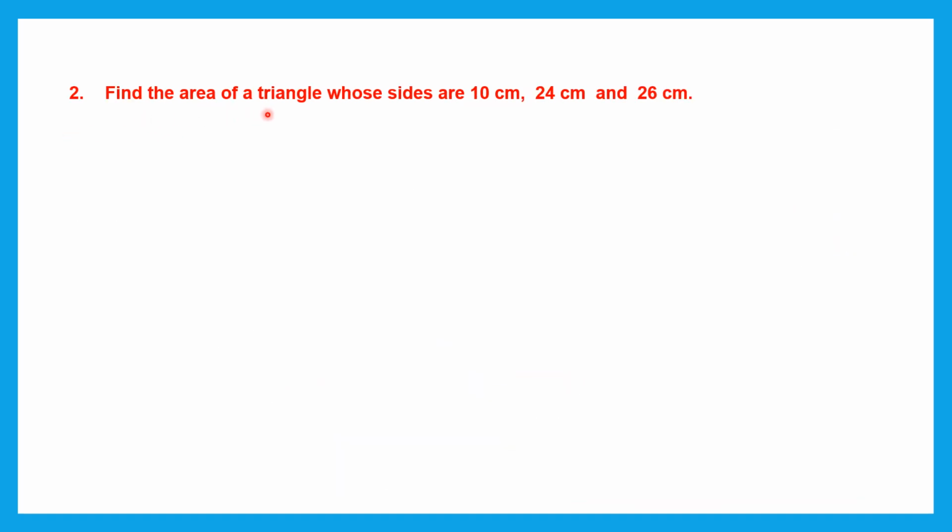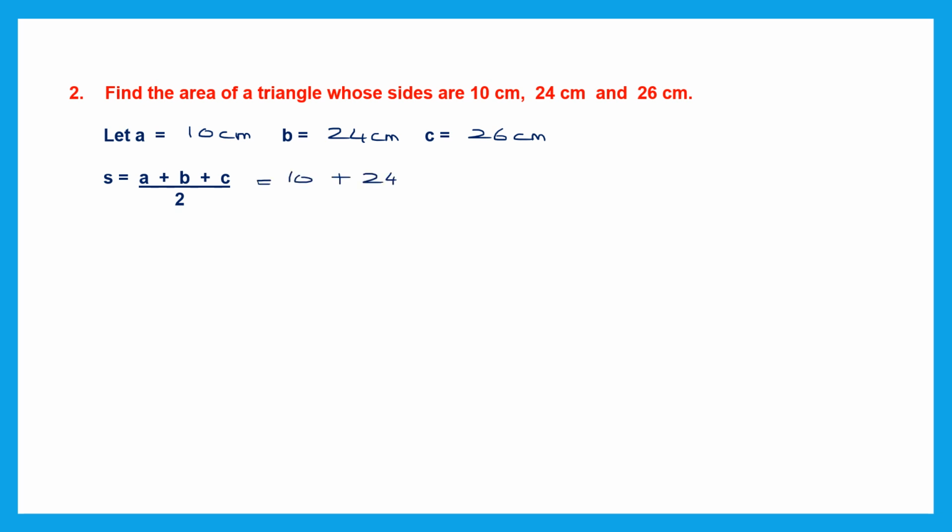Question 2. Find the area of a triangle whose sides are 10 centimeters, 24 centimeters and 26 centimeters. So we have been given all three sides, so we can use the Heron's formula here. So let's consider A to be the first side, that is 10 centimeters. B will be 24 centimeters and C will be 26 centimeters. Now let's find the semi-perimeter, and that is A plus B plus C divided by 2. So that is 10 plus 24 plus 26 divided by 2.